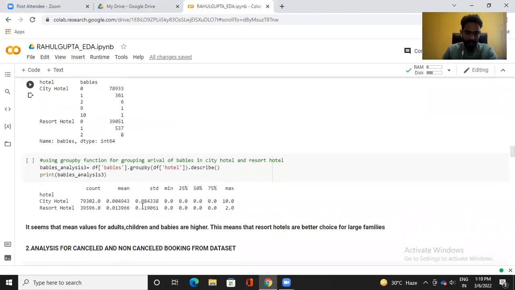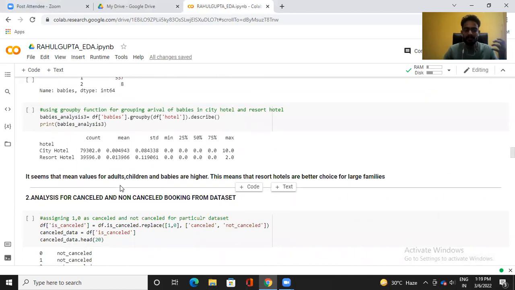From that I concluded that the mean value of adults, children, and babies is higher for the resort type. This means the resort type is better for larger families, which have babies and so on. So what are the benefits of doing all these things? Why had I done this?